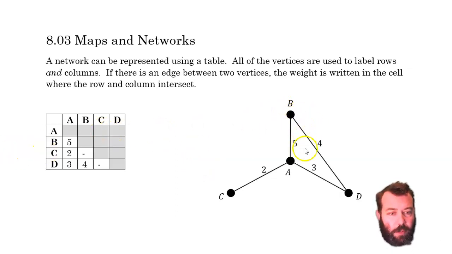So the edge from A to B is 5 units long. From A to C is 2 units long. From A to D is 3 units long, and then from B to D is 4 units long. And that's all the edges there are. You can see here there's no edge between B and C, so there's a dash there. There's no edge between C and D, so there's a dash there.